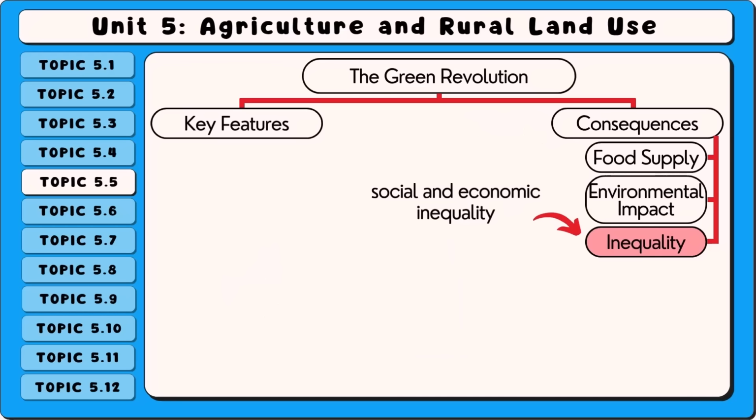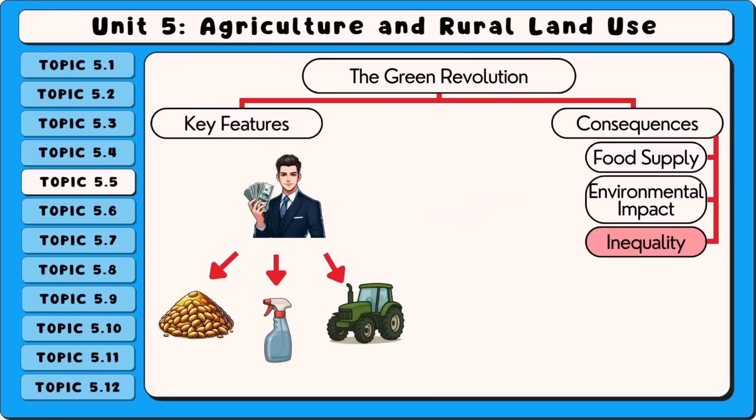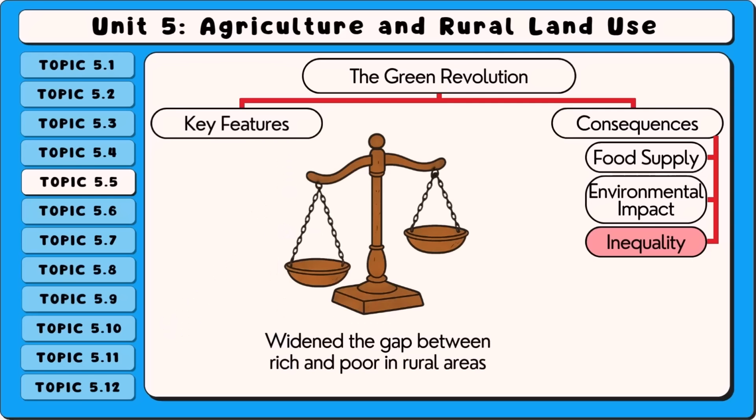The third impact was social and economic inequality. Wealthier farmers were able to afford the new seeds, chemicals, and machines, while poorer farmers often could not. This widened the gap between rich and poor in rural areas. In some places, it even led to land consolidation, where small farms were bought out by larger ones.